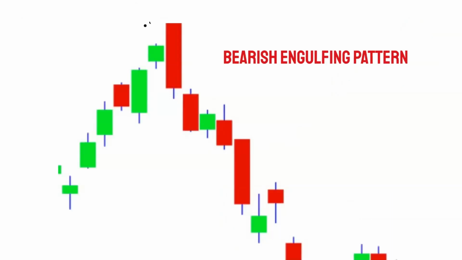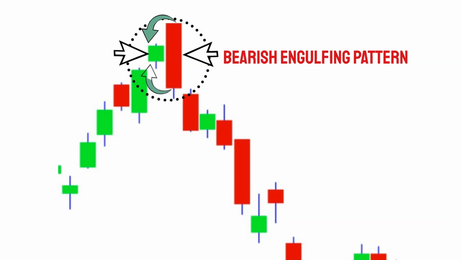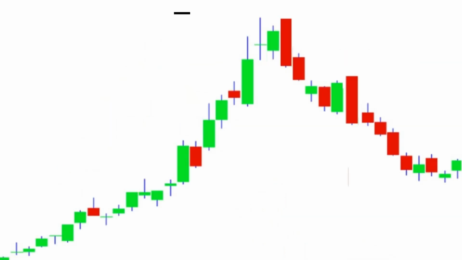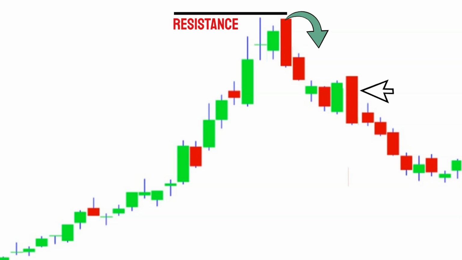Bearish engulfing pattern occurs at the end of an uptrend. The first candle is green and the second candle is red, similar to the bullish engulfing pattern. The first candle's body is completely inside the body of the second candle. If the bearish engulfing pattern happens at the top of an uptrend at the resistance level, it is considered a bearish reversal pattern. If it occurs during a downtrend, it's a continuation pattern and signals that a further downward move is underway.